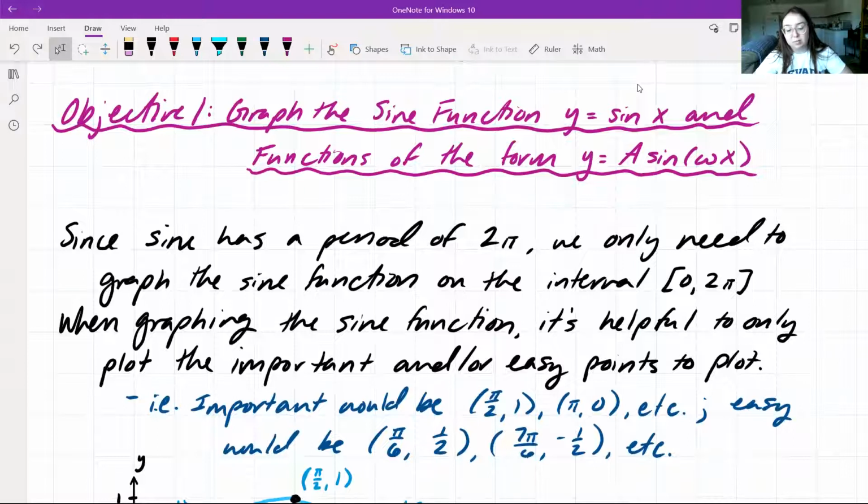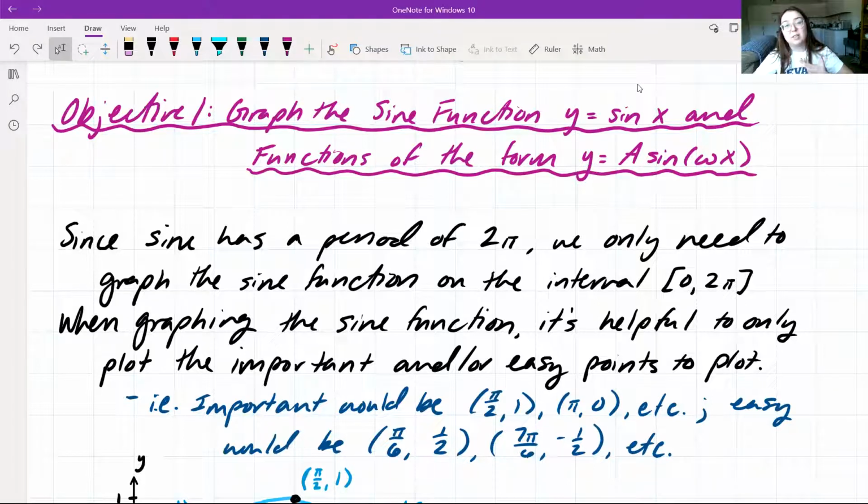So objective 1, graph the sine function y is equal to sine of x and functions of the form y is equal to a sine of omega x. So since sine has a period of 2 pi, we really only need to graph the sine function on the interval 0 to 2 pi. Anything other than that, it will just keep repeating whatever formation we saw between 0 and 2 pi. So it goes on forever in each direction.